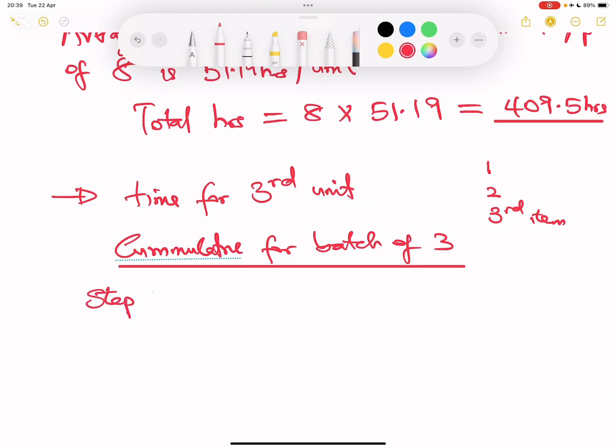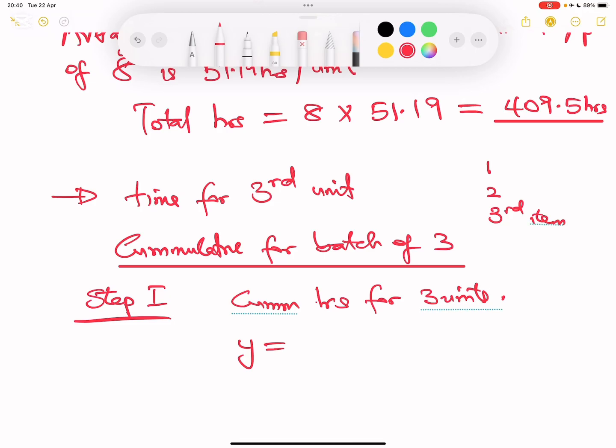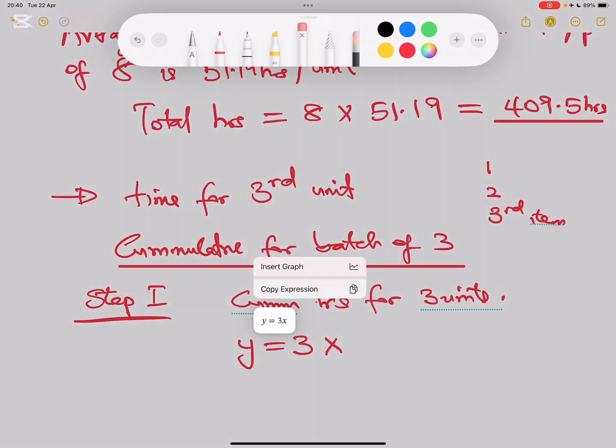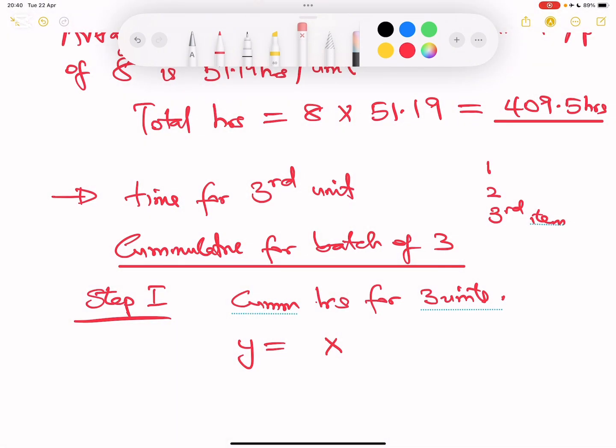For this, we need to go through a few steps. Step 1, we need to get the cumulative hours for 3 units. And the way to do that is to apply the formula, which will give us the average per unit in a batch of 3. That will be equal to a, which will remain 100, remember, times x, which is 3, then our b remains minus 0.322. Put that on a calculator. That will give us y, that is equal to 70.2.